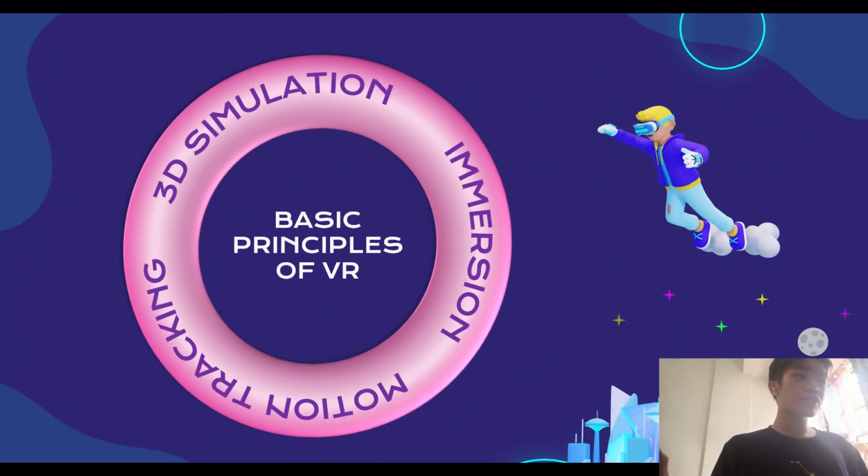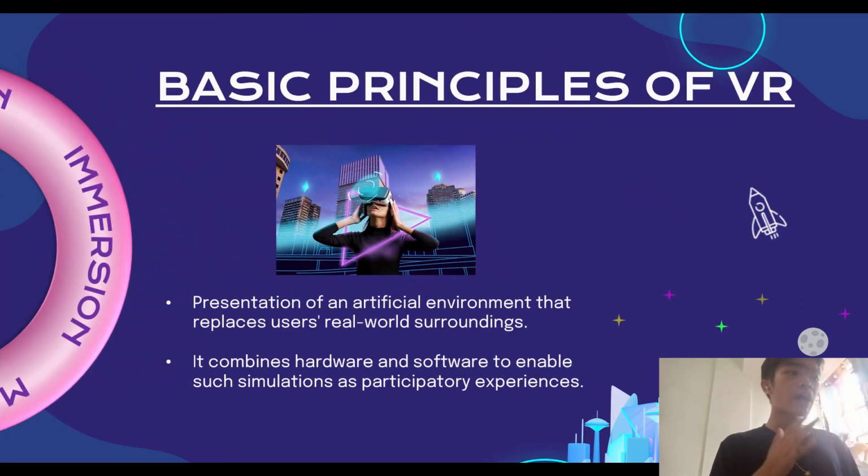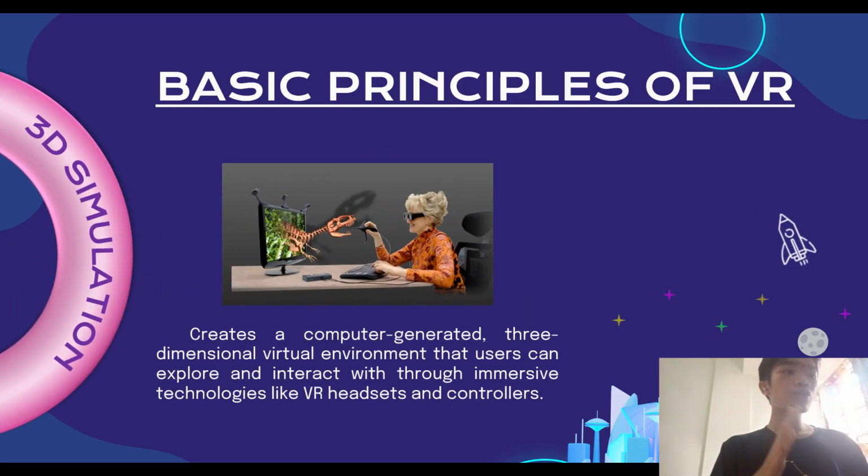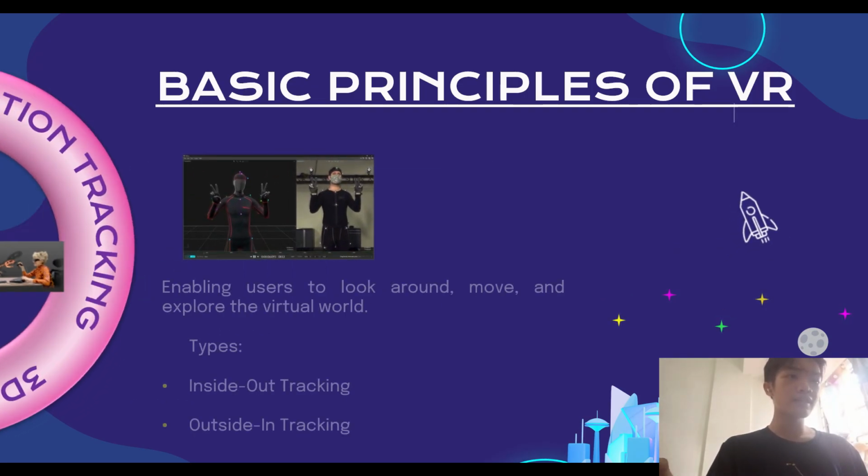The first principle is called immersion. VR creates an artificial environment by the combination of hardware and software, with the help of the components as I mentioned just now. Second, the 3D simulation. VR also creates a lifelike 3-dimensional virtual environment. And the last but not least, motion tracking.